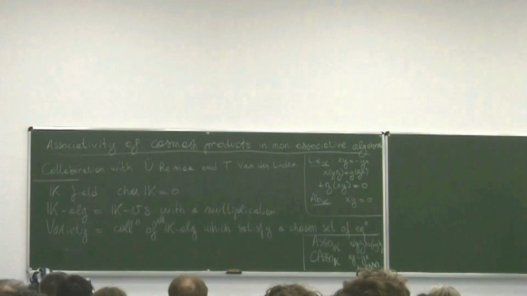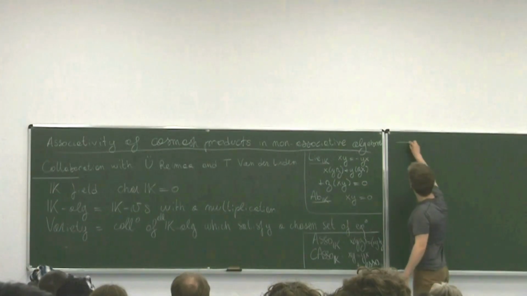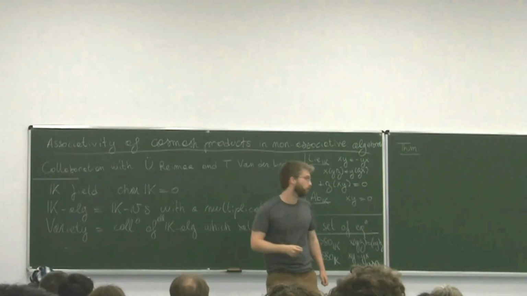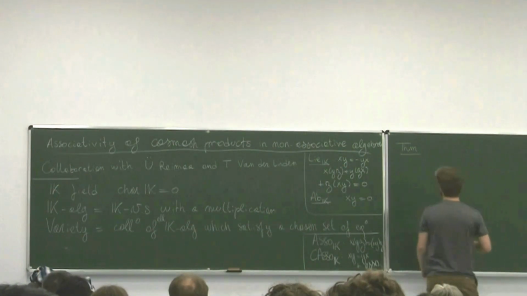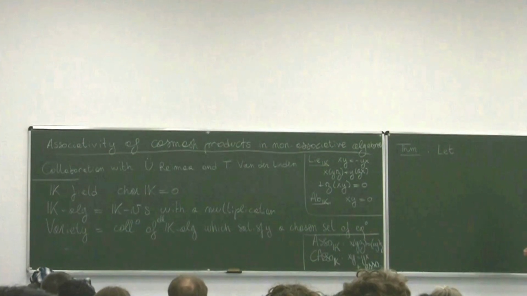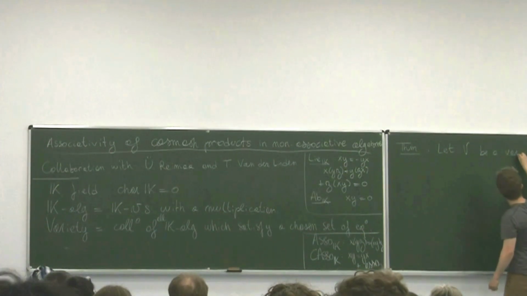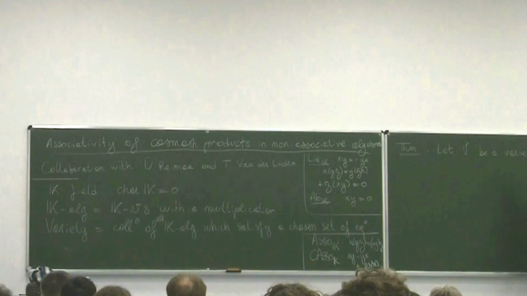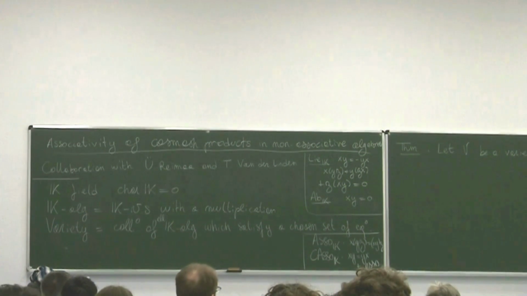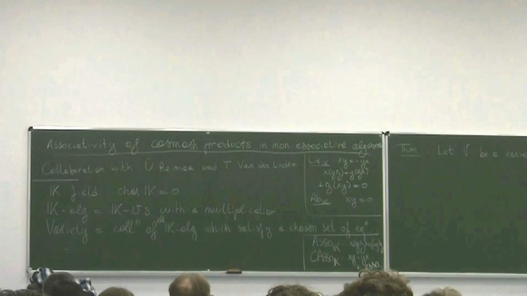Okay, now we are ready to mention the first result. This one was done by Xavi and Tim before I was their PhD student. Let V be a variety. If V is LAC. So LAC means locally algebraically cartesian closed.